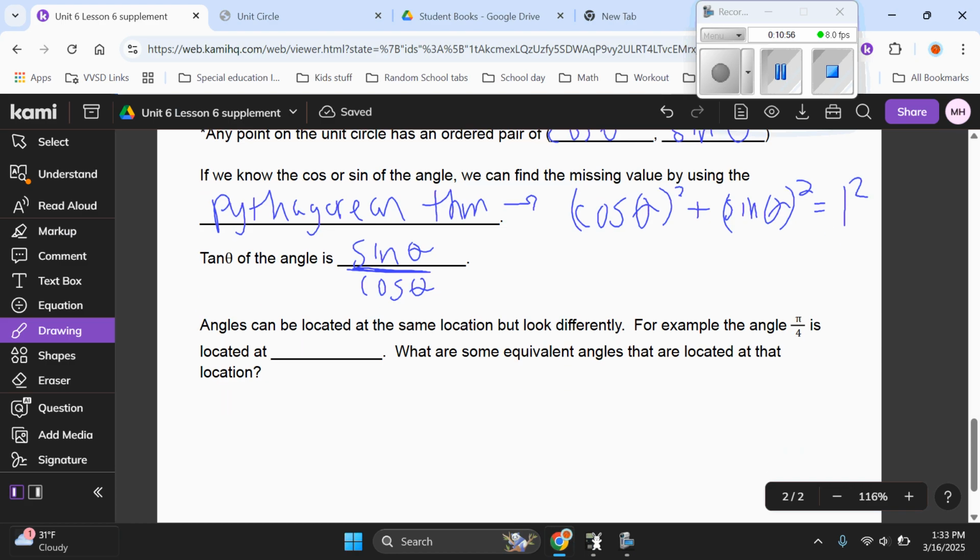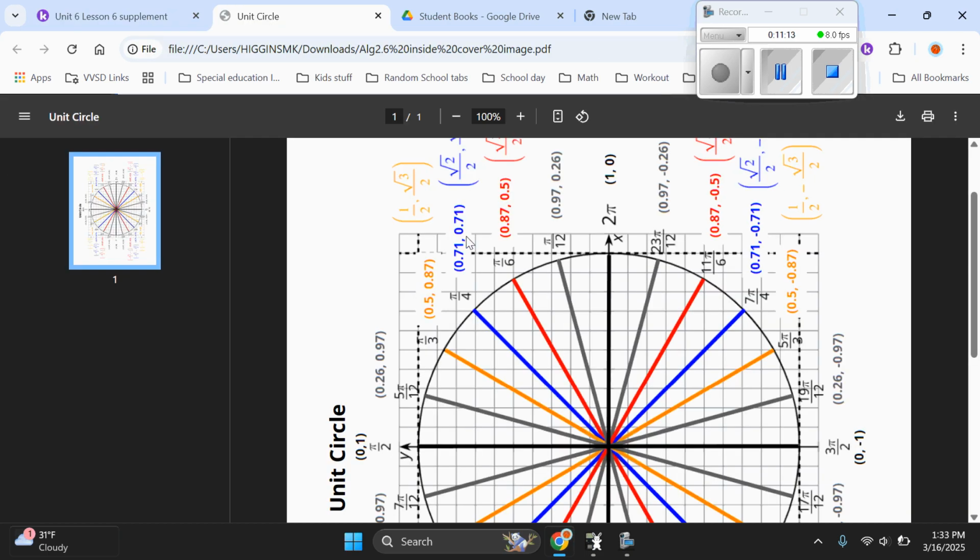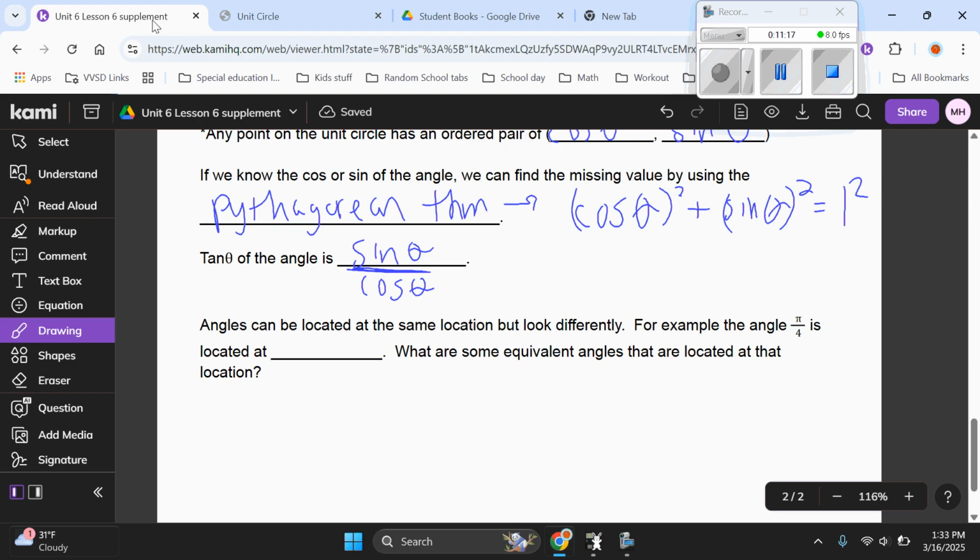Okay. And then this was a concept we talked about on Friday. We just touched on it. And so I just want to review here. It says angles can be located at the same location, but look differently. For example, the angle pi over 4 is located at, let's look at our unit circle, pi over 4 is at 0.71, comma 0.71. What are some equivalent angles that are located at that location?